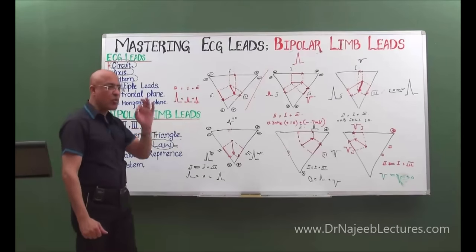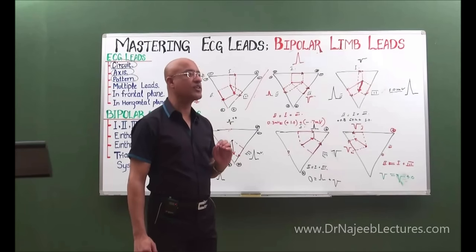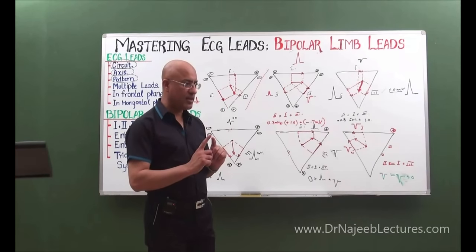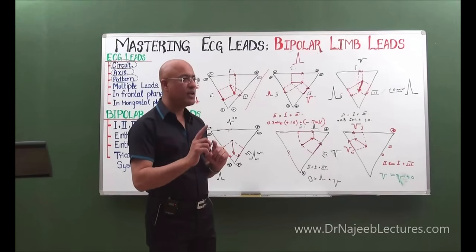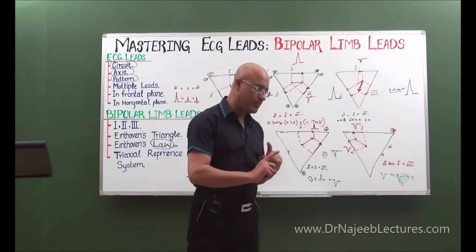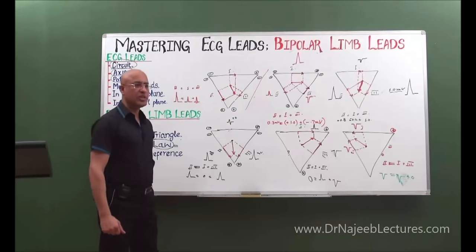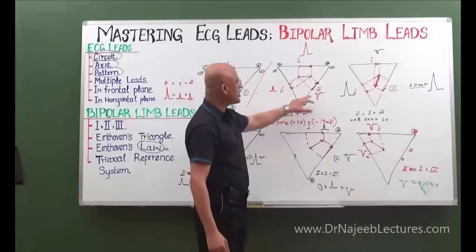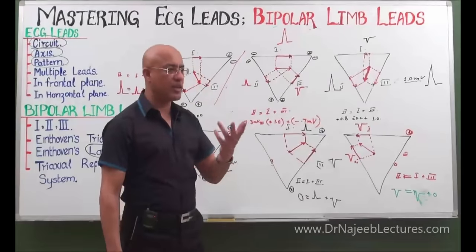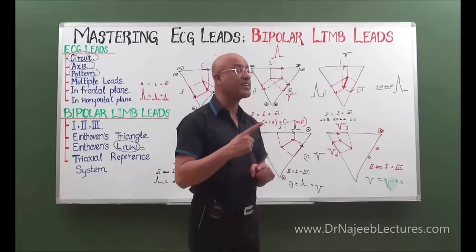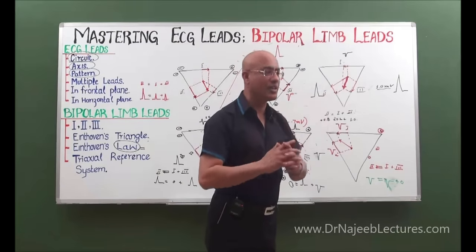What we learn from this is that whatever electrical vector is produced by the electrical activity of the heart, that vectorial electromotive force can be analyzed along the axis of lead number 2, 1 and 3. But what is the relationship of these leads with each other? Or more specifically, now we are going to another concept: how these three lead axes are oriented in relation to each other.